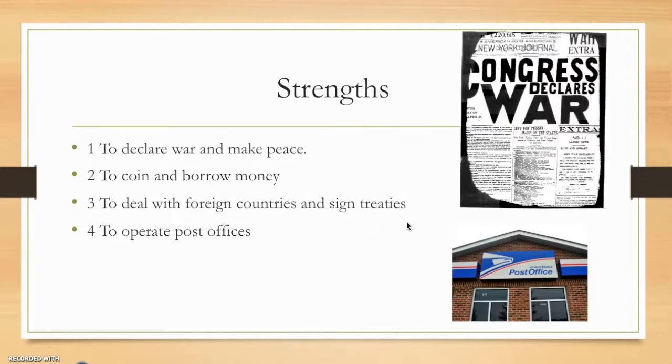So we're going to talk about the strengths and the weaknesses in the Articles of Confederation. There are very few strengths and there are a lot more weaknesses, which you're going to see. So the strengths were that Congress was able to declare war and make peace. They could coin and borrow money. They could deal with foreign countries and sign treaties. And Congress was also able to operate post offices.